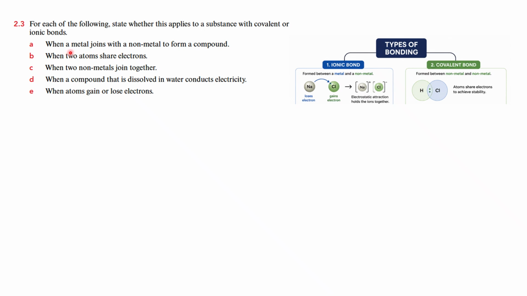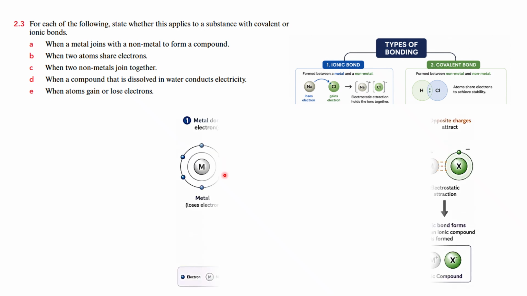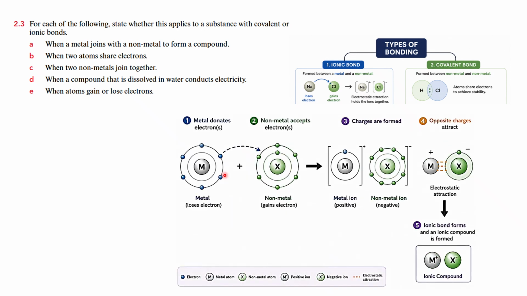So question A is, when a metal joins with a non-metal to form a compound. Here we have to understand how exactly a metal forms a bond with a non-metal. Here I have taken an example of a metal, and here an example of a non-metal. This metal will lose one electron and this non-metal will accept that electron. As this metal loses one electron, it will carry a positive charge, and now it will be called what? Cation. And since this species is acquiring that electron, it will gain what? Negative charge, and we call it what?